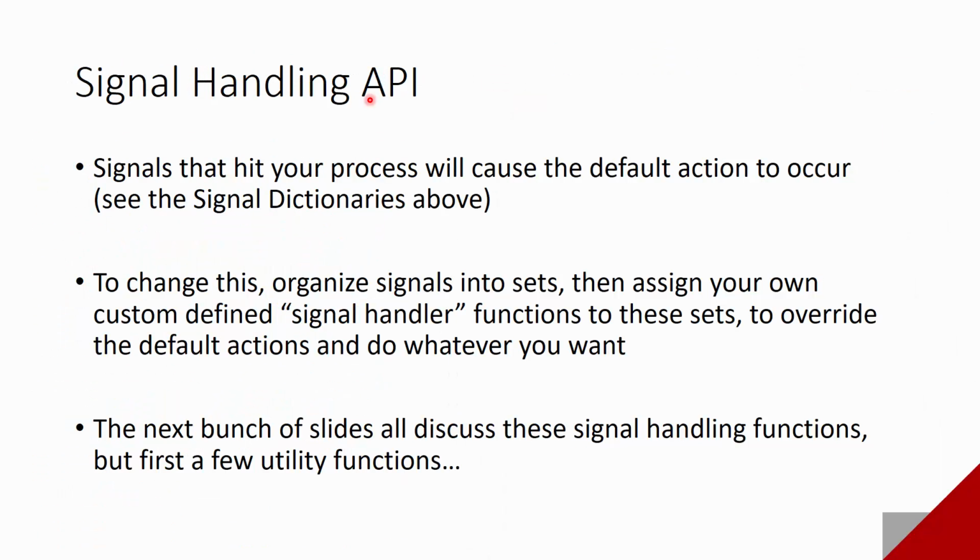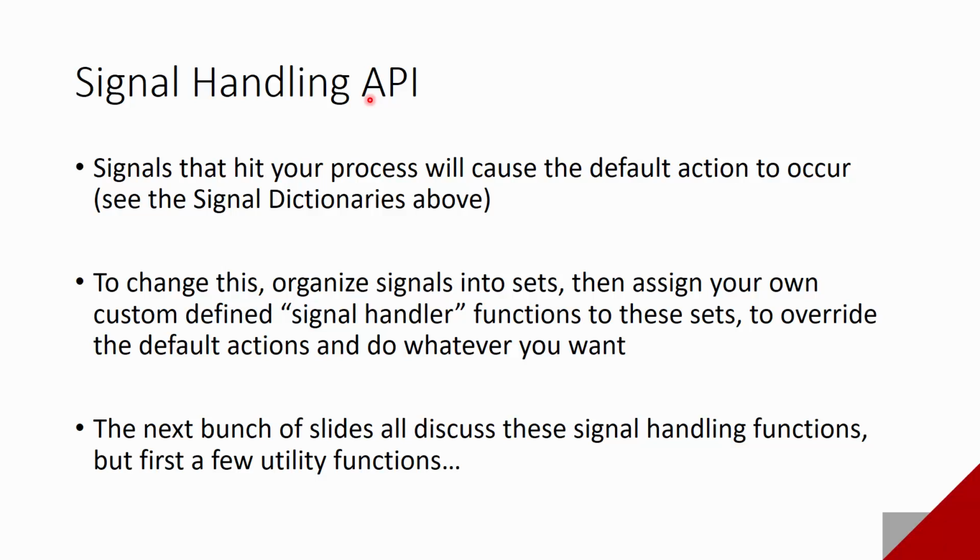So signal handling API. So signals that hit your process are going to cause the default action to occur. And those default actions we spell out in those signal dictionaries earlier. Now we're going to talk about the API that actually manages the actions that can happen.